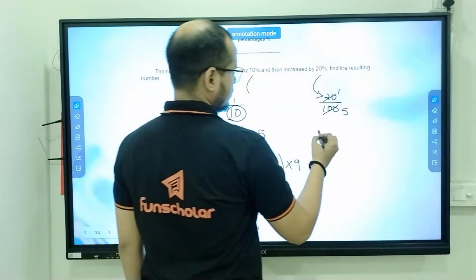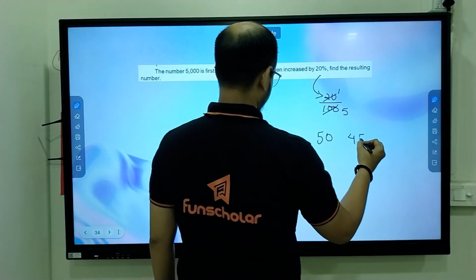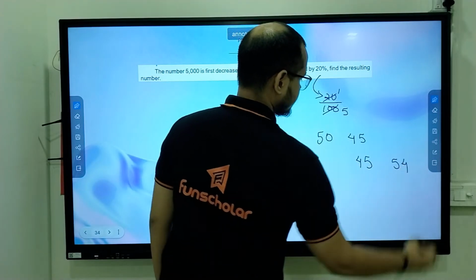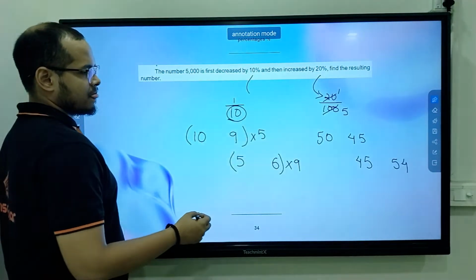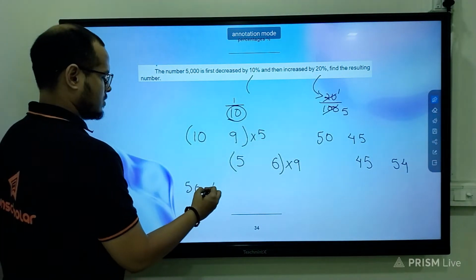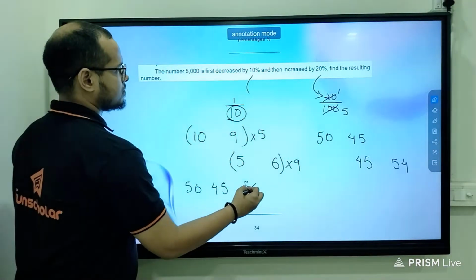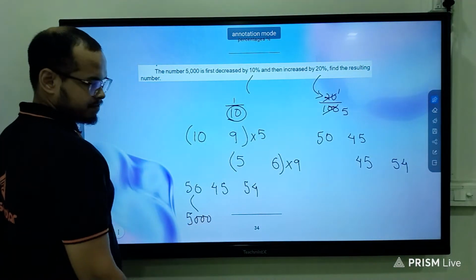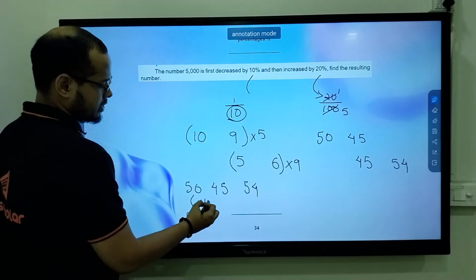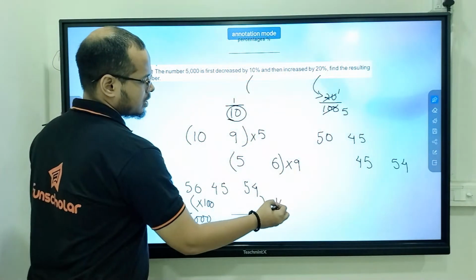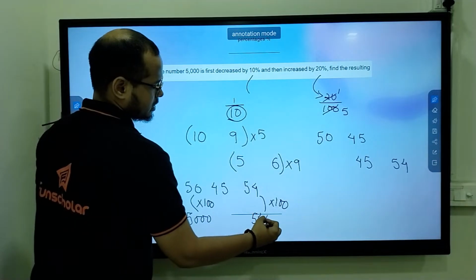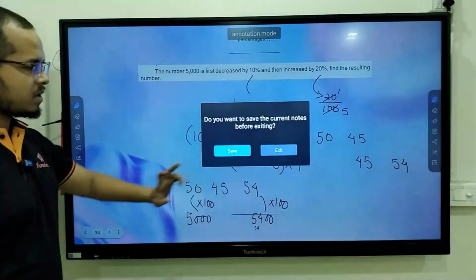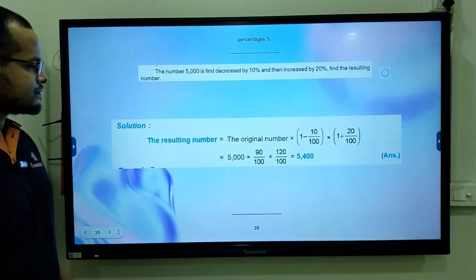So new values are going to be 50, 45, 45 and 9 6s are 54. Now both of the middle values are same. So 50, 45, 54. The value of 50 is nothing but that is given, 5000, so into 100. Similarly, the final answer is going to be into 100, that is 5400. You can check it. This is the ratio method, but I'll be also solving it. Let's see the answer first.